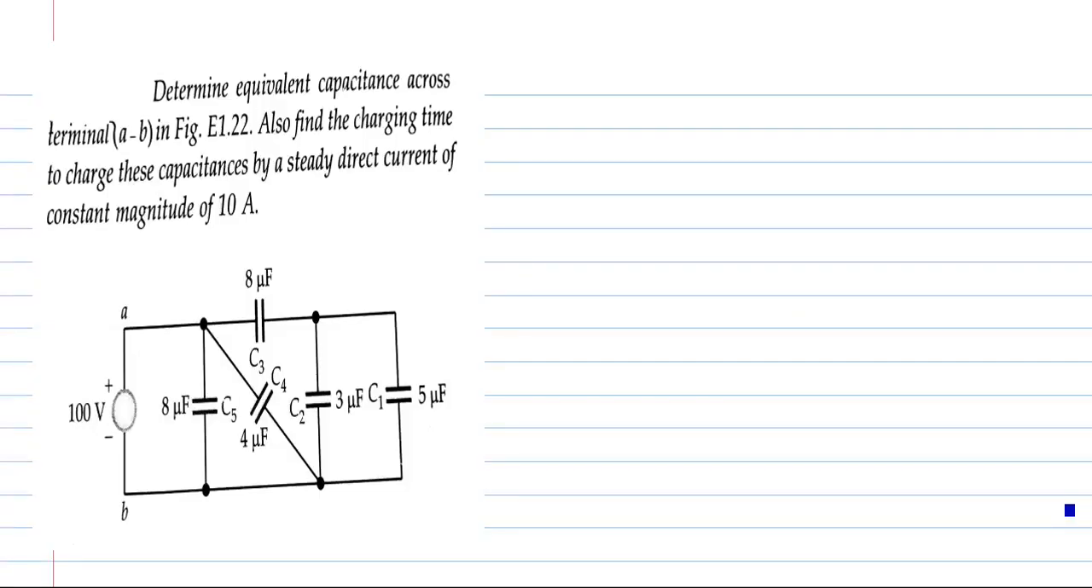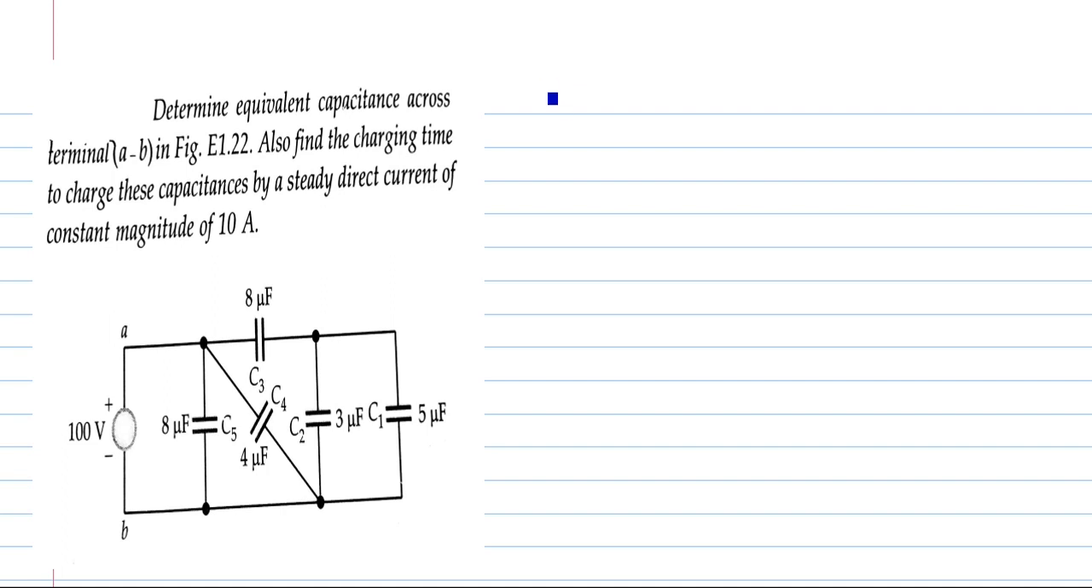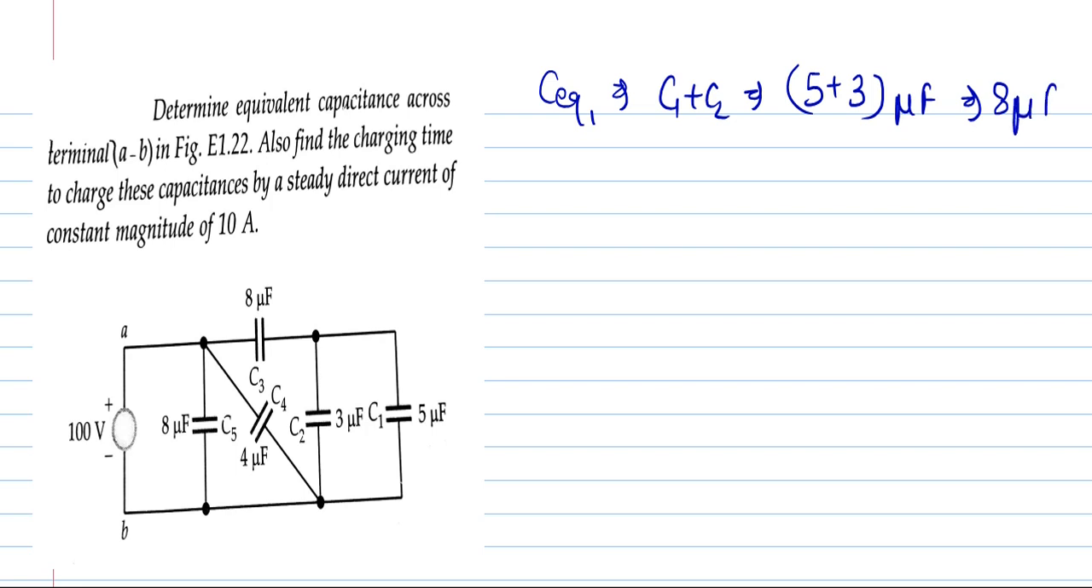The second numerical says: determine the equivalent capacitance across the terminal AB as shown in the figure, and also find the charging time to charge these capacitances by a steady direct current of constant magnitude of 10 ampere. We will start solving this numerical from the right hand side. We can see here C1 and C2 are connected in parallel. So the combination will be C equivalent 1 equals C1 plus C2, that is 5 plus 3 microfarad, which gives us 8 microfarad.